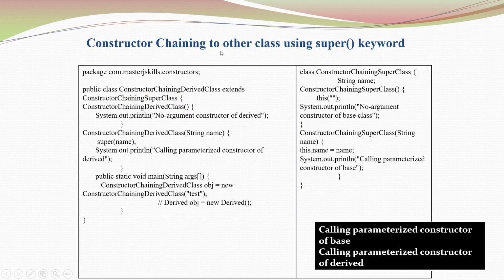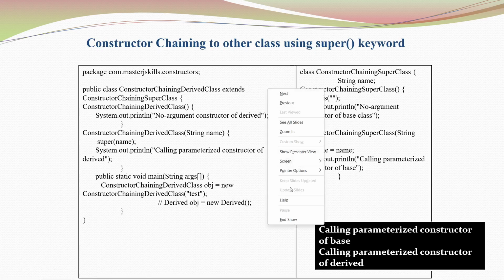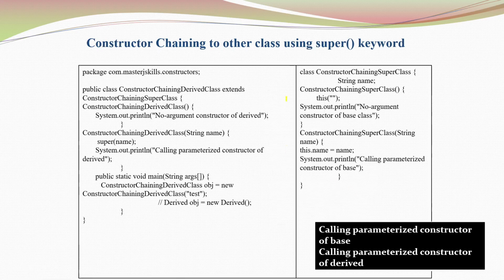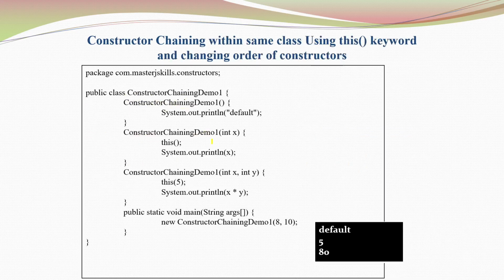So constructor chaining in other class. The constructor chaining in other class using the super keyword. You can see there are two constructors. This is the one constructor, and this is the another constructor where I have super. So it will call this constructor, and then it will print the child one. So this is the chaining in other class, and using this keyword order.